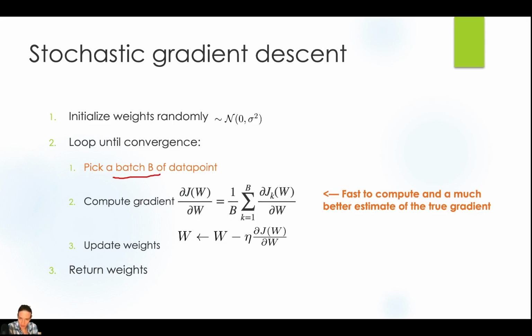Pick a batch of data points. Now compute the same gradient as for one data point, but do it for the whole batch and then average it. Okay. It's still fast to compute, and it's a much better estimate of the true gradient than just taking a look at one data point. Okay. And then again, same thing, we update the weights. That's it. So this is stochastic gradient descent.